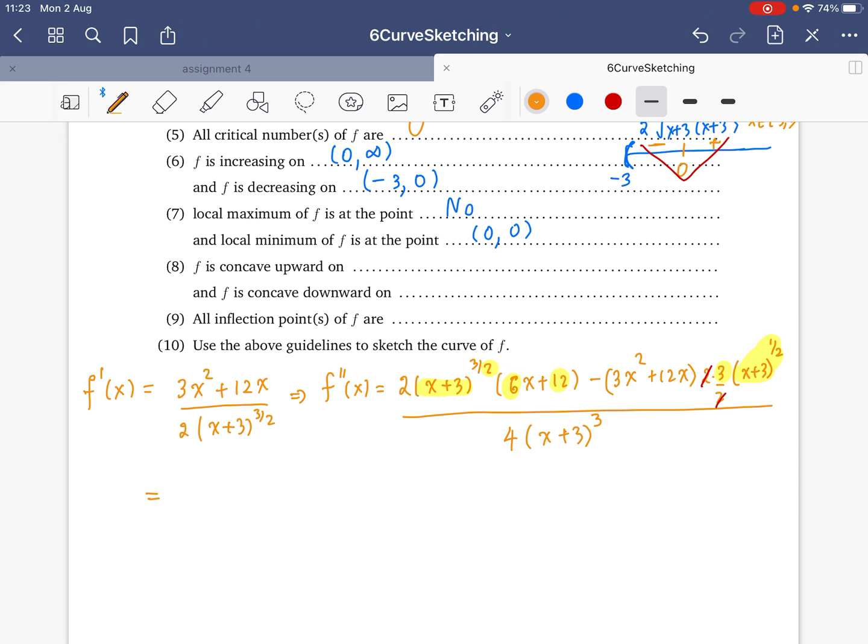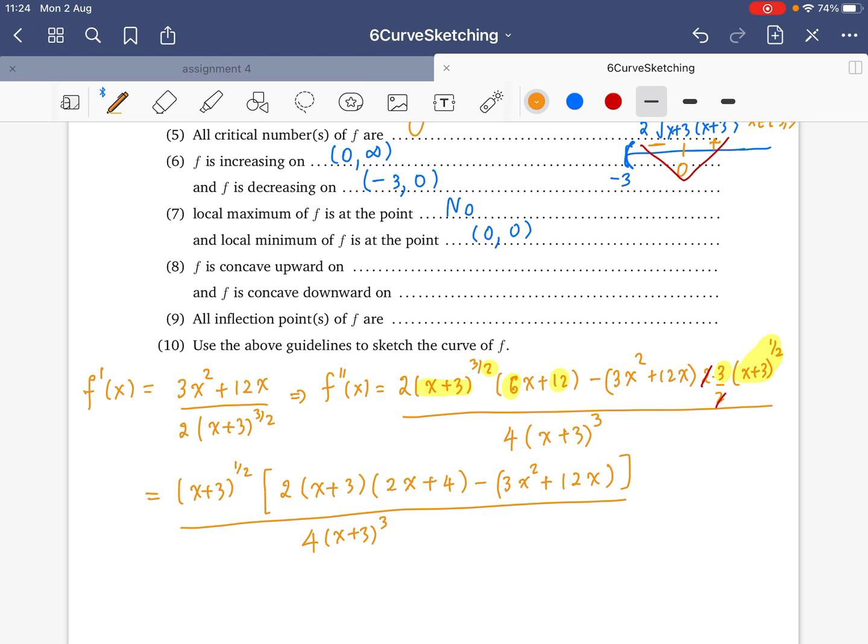So let's see, we have x plus 3 raised to the power 1/2, and then what else do we still have there? Not a square root, sorry, because you take a 1/2 out, so only x plus 3, and you already take a 3 out, so you have 2x plus 4, and then minus 3x squared plus 12x, the 3 is already out, over 4, and then x plus 3 cube.